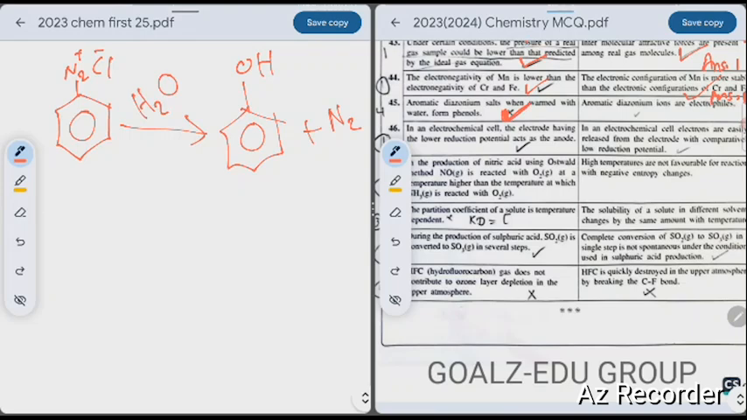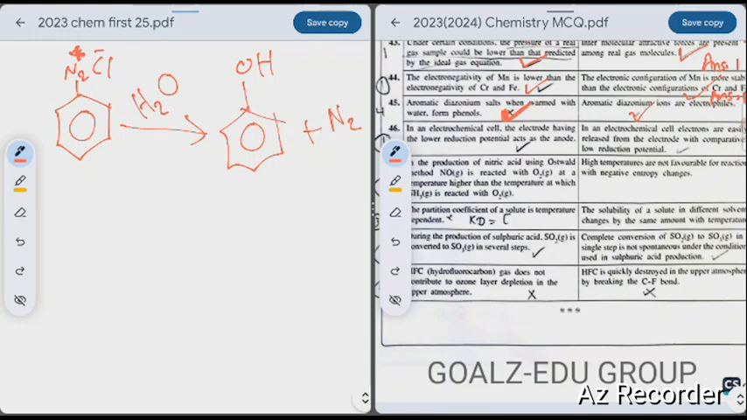Then, aromatic diazonium ions are electrophiles. Yes, they are electrophiles. Why? Because they have the plus charge here, right? Therefore, they are attracted to electrons. So they are electrophiles. But the action of aromatic diazonium ions as electrophiles does not explain why the aromatic diazonium salts react with water to form phenols. It is not due to this reason.